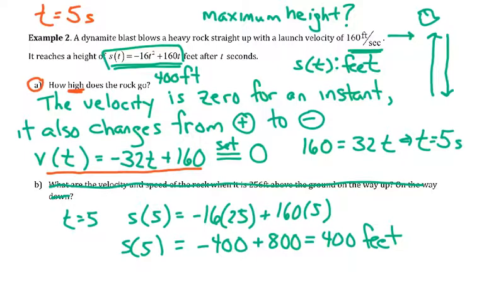So what did we have to do? We had to figure out when it reached the maximum height, and we found that was t equals 5 seconds. And then to find the actual height, you have to go back to the position function and plug in t equals 5.